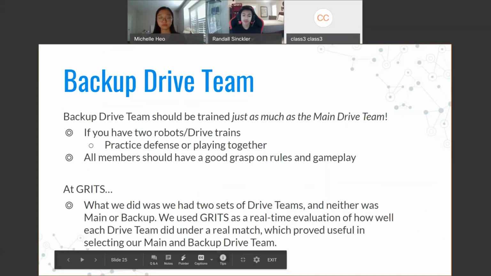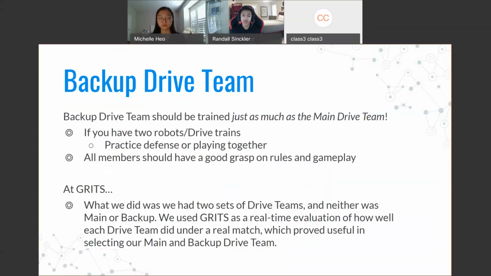So the backup drive team shouldn't be neglected either. Just because they're the backups doesn't mean they don't need to be trained. If you have a second robot or drivetrain, you can have both drive teams practice playing defense on each other or working together. All members should also have a good understanding of the rules of that year's game.